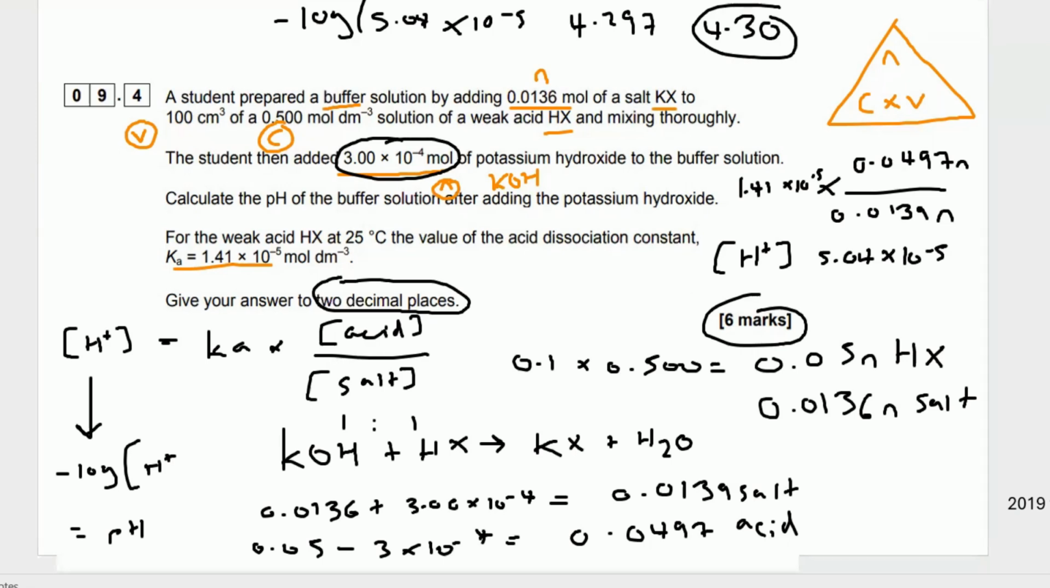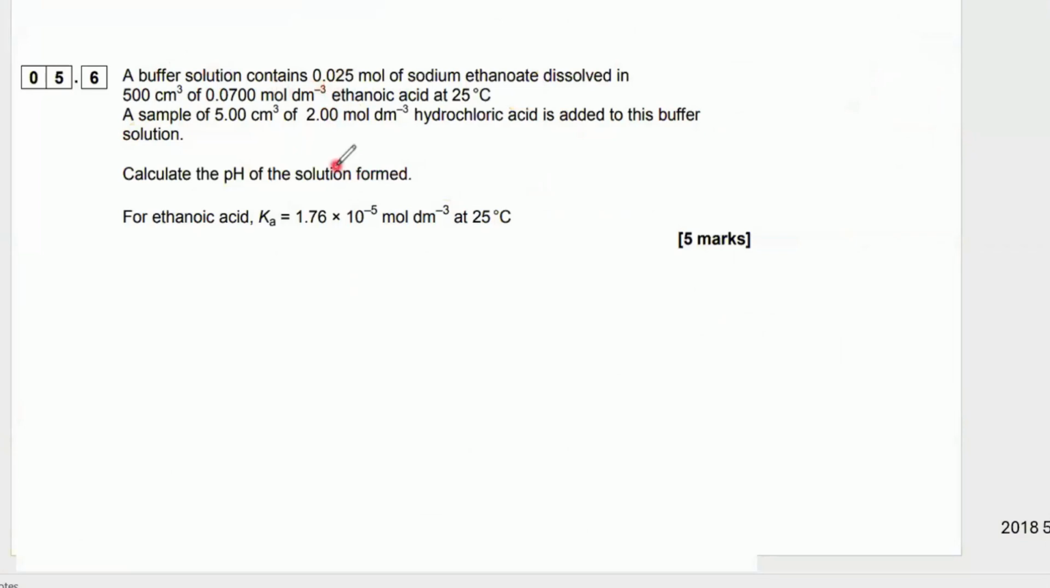All right, let's go. A buffer solution, we've got a third question here. I'm going through with buffers. So a buffer solution contains 0.025 moles of sodium ethanoate dissolved in 500 centimeter cubed of 0.0700 mole per decimeter cubed ethanoic acid at 25. A sample of 5 centimeter cubed of 2 mole per decimeter cubed HCl is added to the buffer solution. Calculate the pH formed. And we've got the Ka.